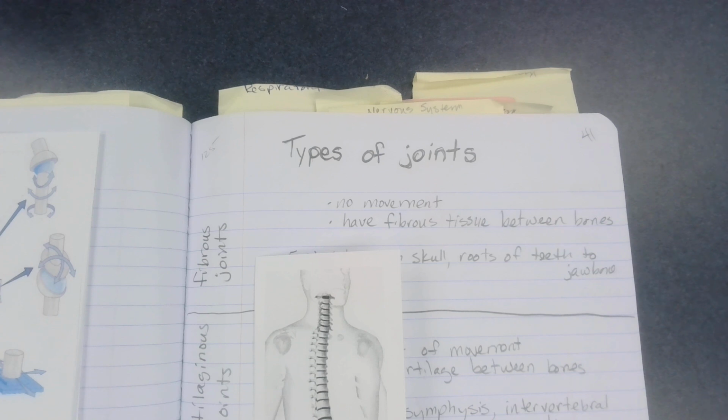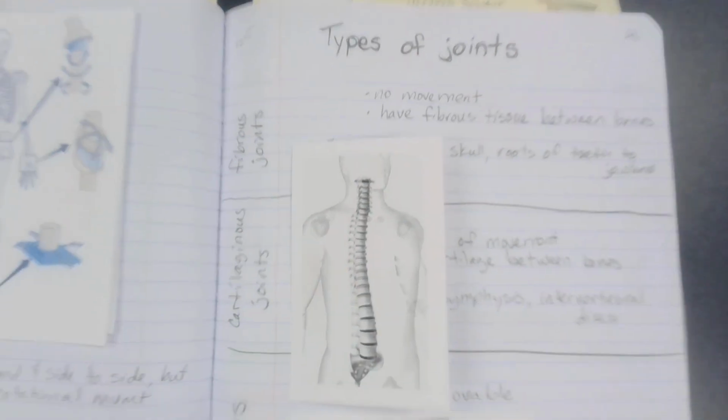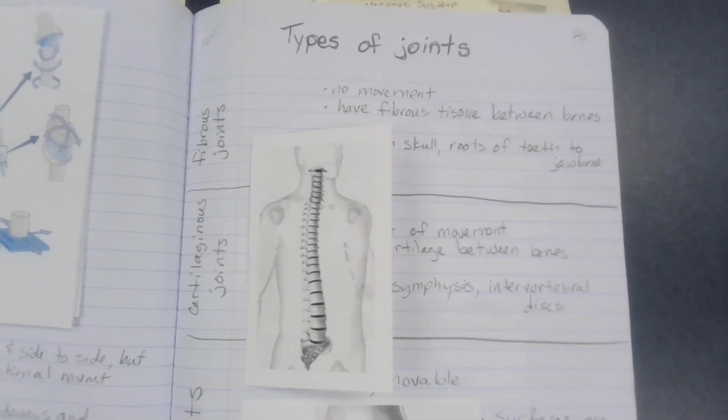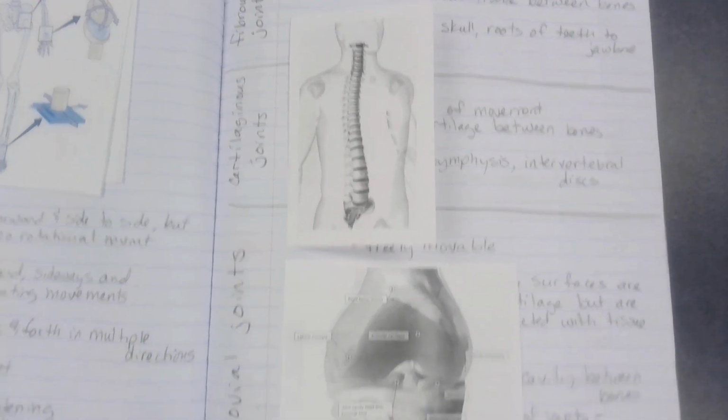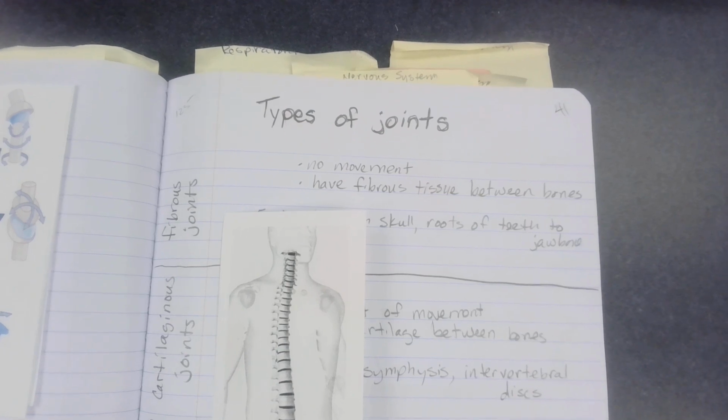So, these notes go in your HBS course file. There are three different types of joints: fibrous joints, cartilaginous joints, and synovial joints. So let's take a look at each one of these.